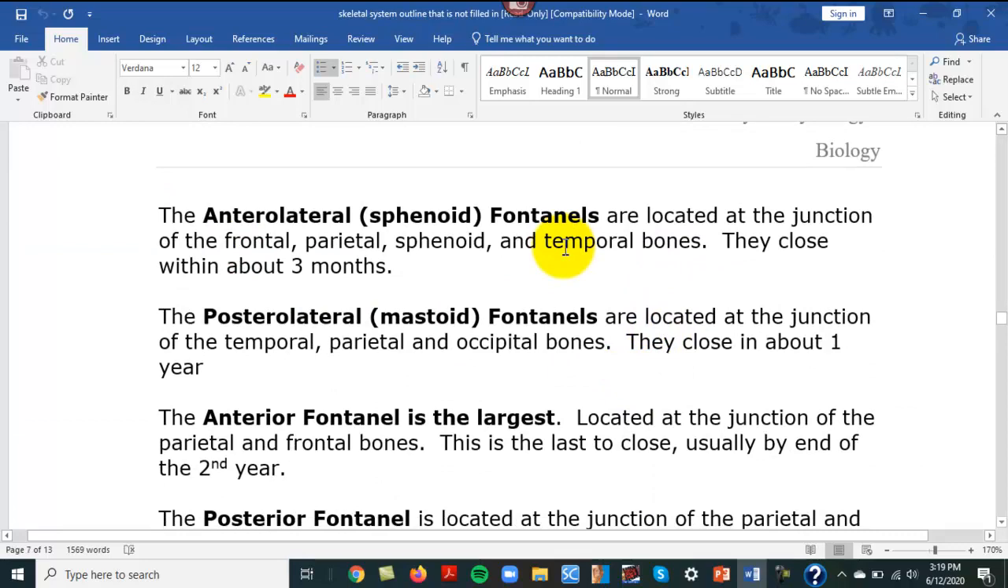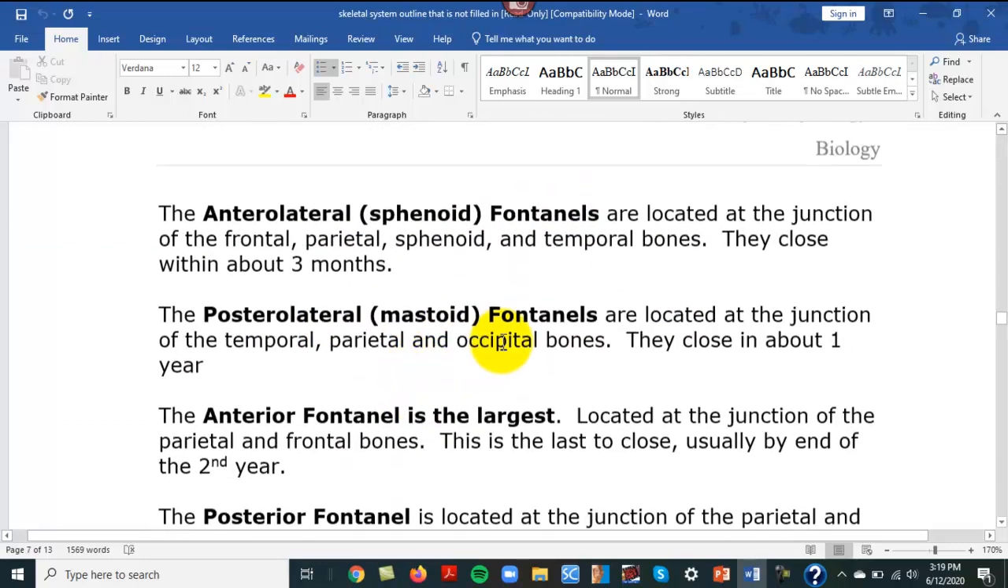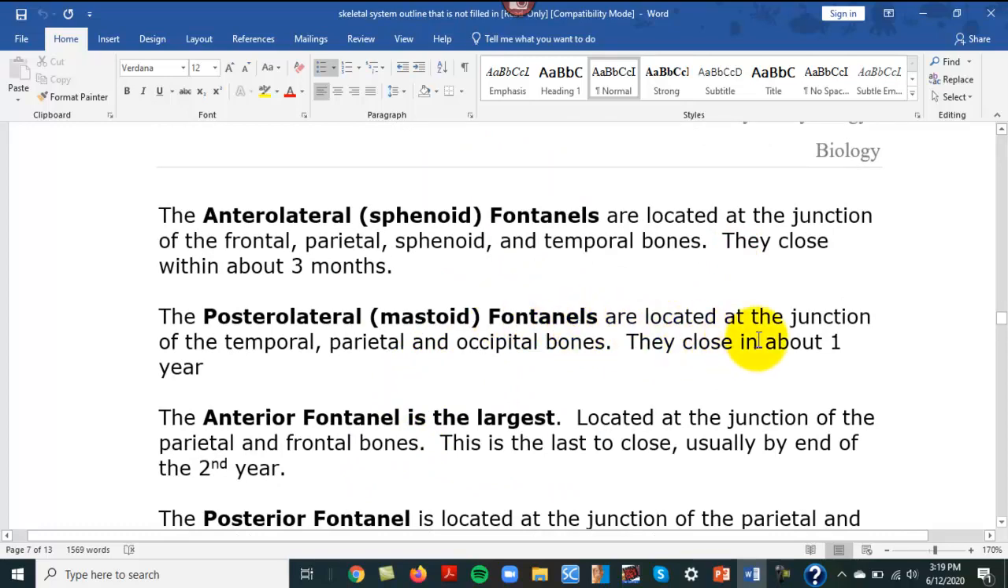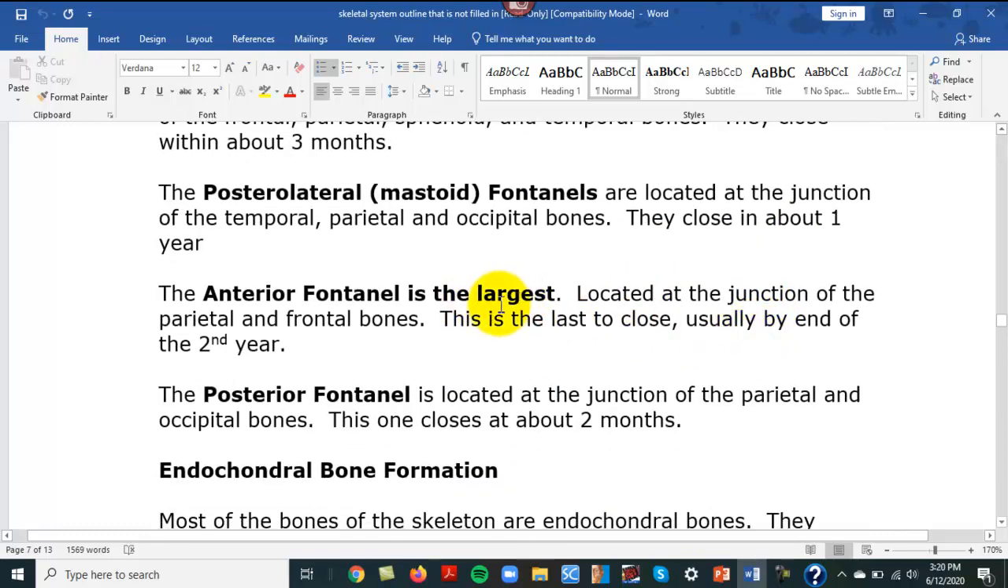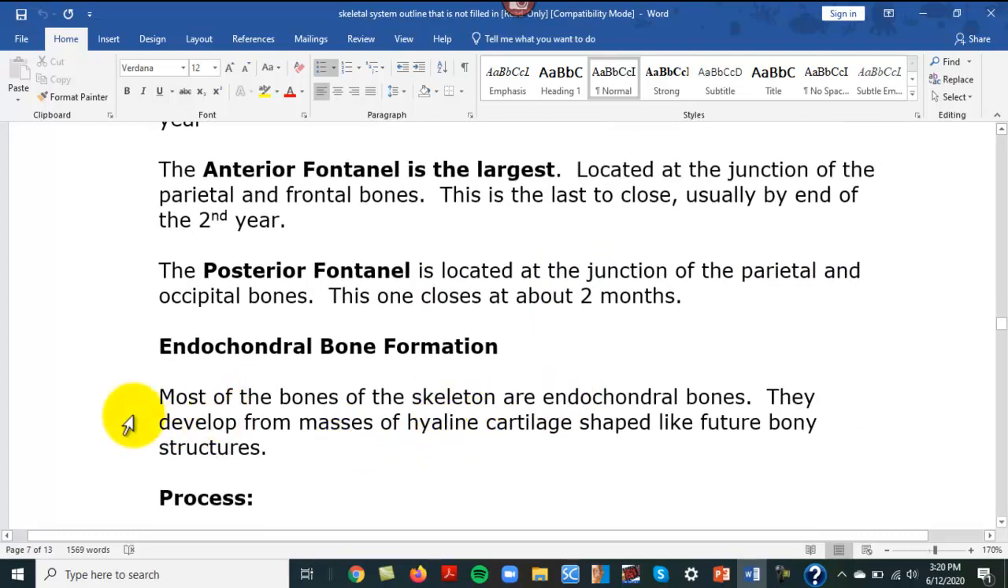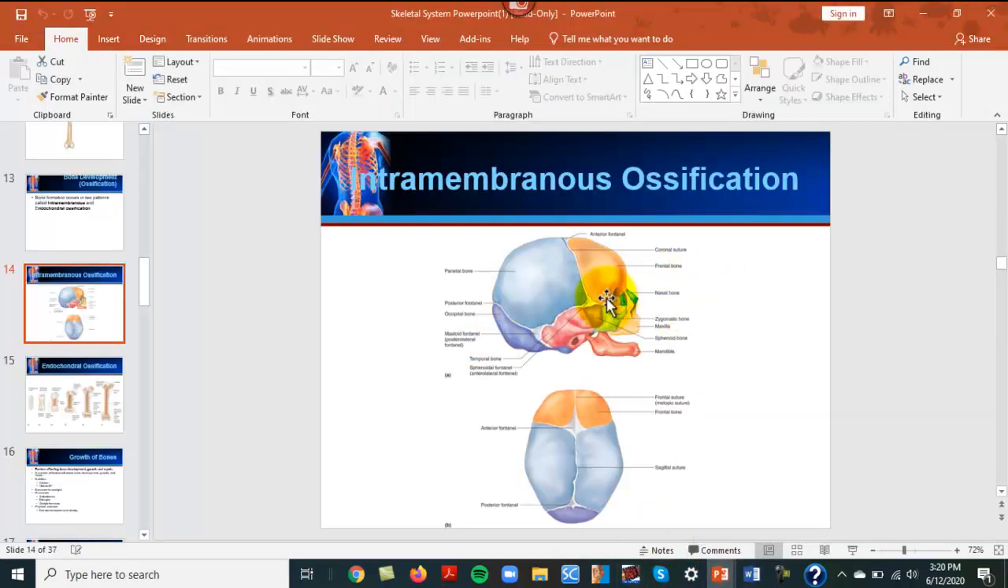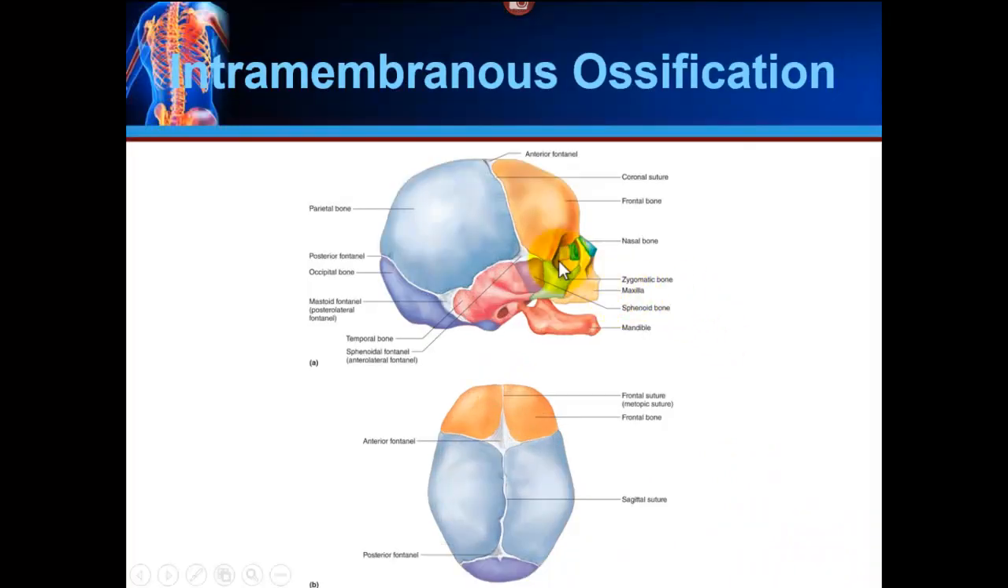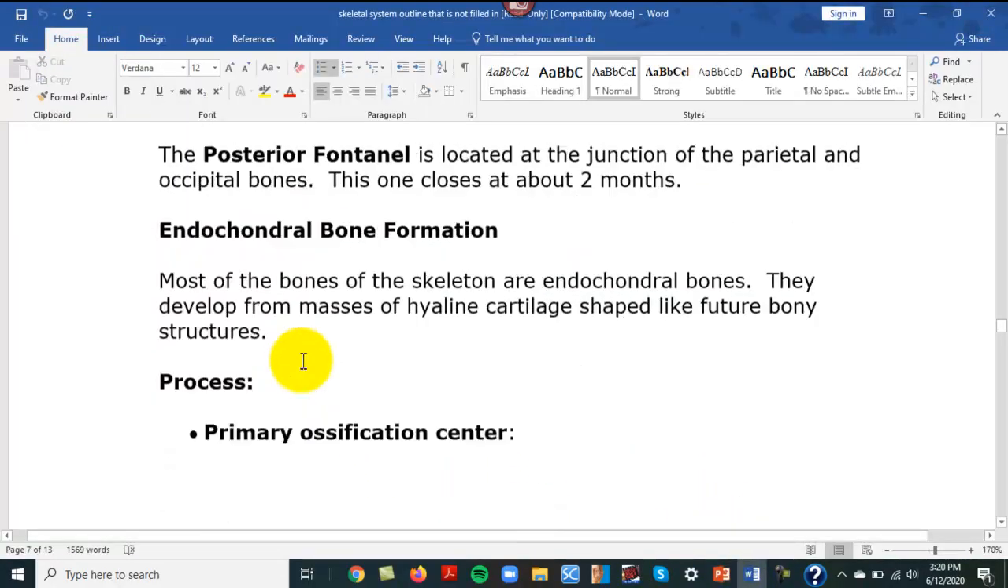I showed you the anterior lateral or sphenoid fontanelles, and it says here they close about 3 months. This one says about a year. The big one on the top fully closes, it says, at the end of the second year. And the posterior fontanelle closes at about the second month. So this here is called the sphenoidal or anterior lateral. This is the posterior lateral or mastoid. The anterior fontanelle and the posterior fontanelle. So pretty simple process, and I will start the next video right here.